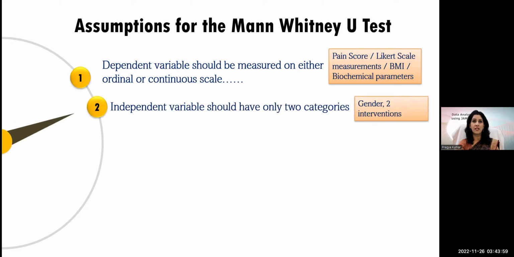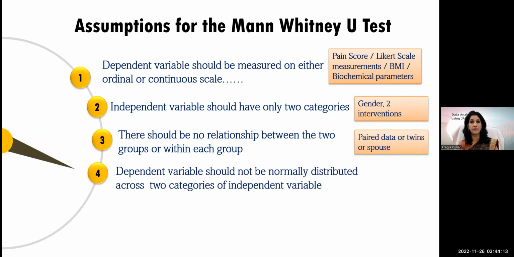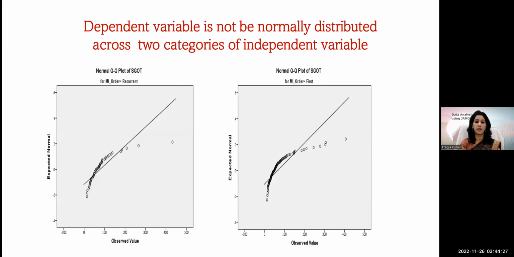The second one is the independent variable should have only 2 categories, like maybe gender or interventions. There should be no relationship between the two groups or within each group. That is the term which we mean by the independence of observation. And then the dependent variable should not be normally distributed across 2 categories of an independent variable. And the distribution should follow the same shape, both right skew or left skew.